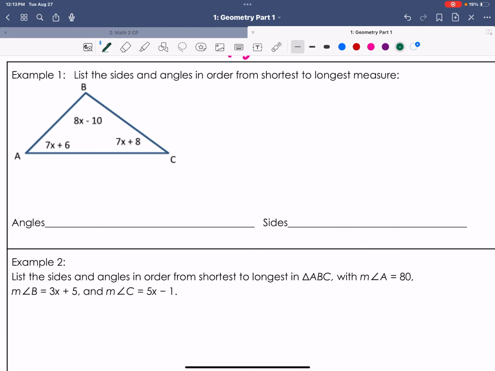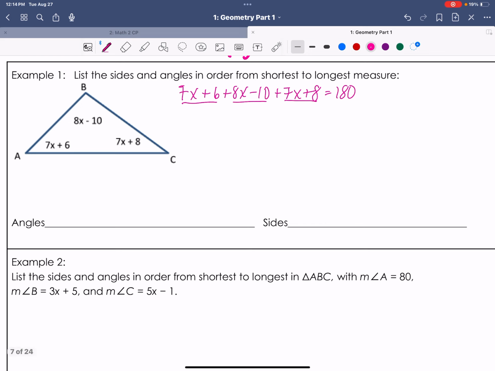So for this one, it says list the sides and angles in order from shortest to longest measure. For the angles, we don't know what anything is yet, so we have to figure out what the actual angles are first. To find the angles, we have to add everything together. And remember, there's 180 degrees in a triangle. So the first angle, second angle, third angle.